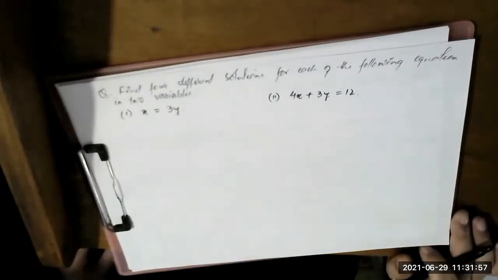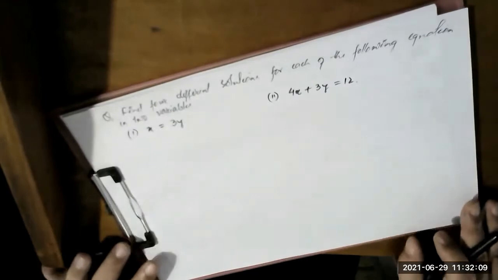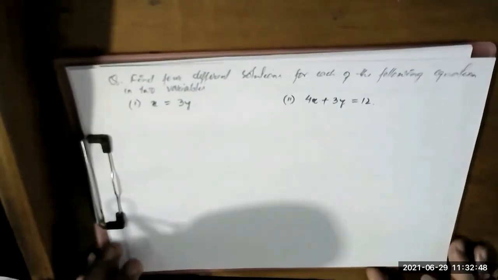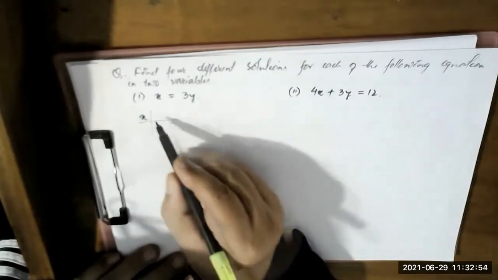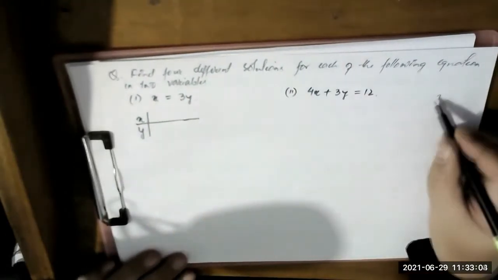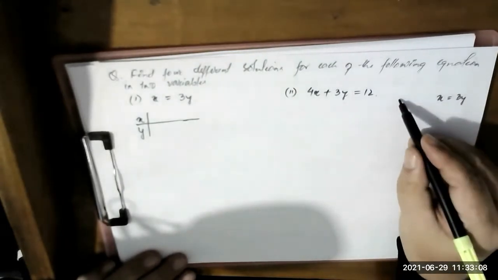And let's try to do it in two variables. So let's try to find four different solutions for each of the following. So here, as we see from the question, there are two variables, that is x and y. So in this case, let's try to solve it in some other way. Let's try to take a tabulation. Let's say x and y. So in a simple way, we can write x is equal to 3y.